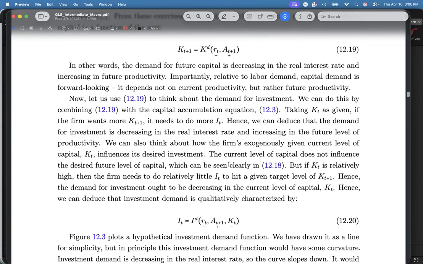Now, let's use 12.19, the demand for capital, to think about the demand for investment, which is actually the thing that you're interested in. Now, spoiler alert, there really should be a direct relationship between KT plus 1 and investment at time T. Because as we have already noted, investment at time T is the same as deciding capital at time T plus 1. So I hope you remember that, right? Those are essentially the same decisions.